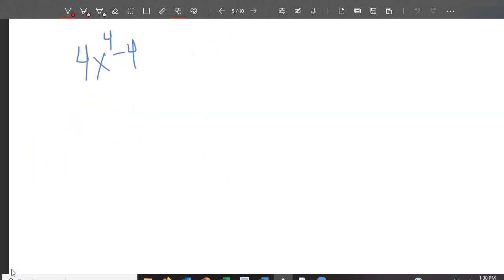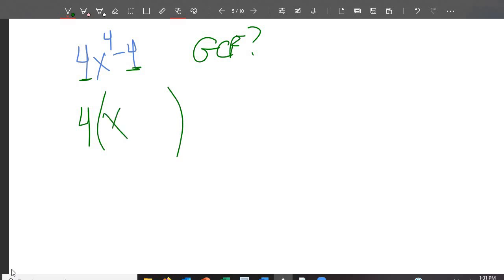Look at this one. Same thing. Look for GCF. Does it have a GCF? This time the answer is, again, yes. Notice they both have 4's in common, so we can factor out a 4, and we're left with x to the 4th minus 1. Alright, so we have the GCF. Definitely got a GCF.